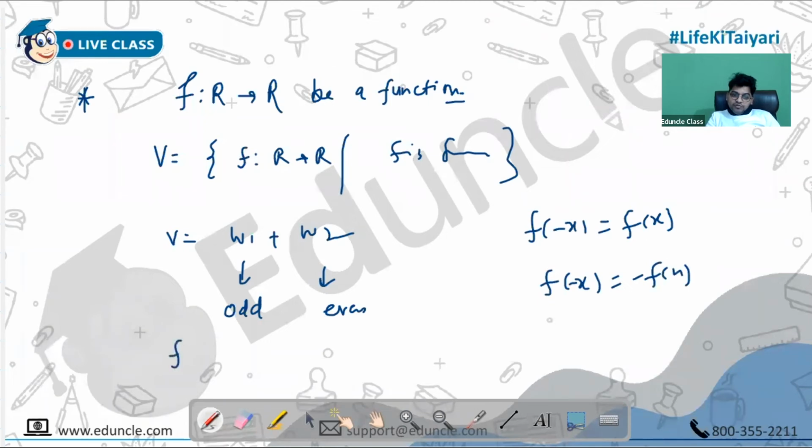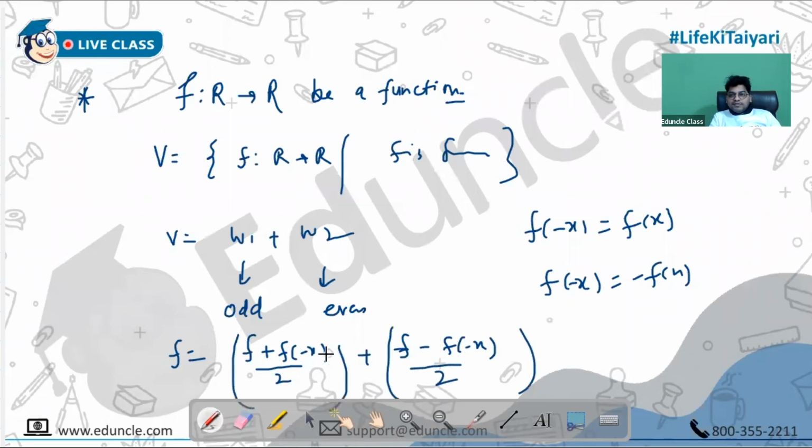Any function you can write as f of x plus f of minus x by 2, plus f of x minus f of minus x by 2. Check once whether this is okay or not. Is f of x plus f of minus x even or odd? Putting minus x in place of x, that is even. And this one, that is odd function. You can check this example.